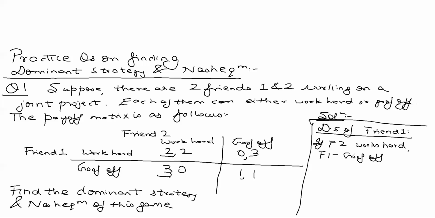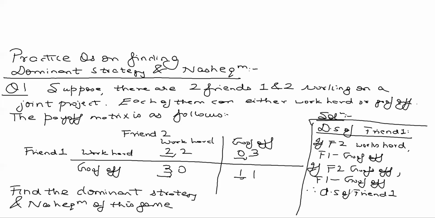Now let us see what happens if friend 2 changes its action. So if friend 2 goofs off, what will friend 1 do? It will still goof off. Why? Because 1 is more than 0. So you can see that friend 1 will always goof off irrespective of what friend 2 is doing. If friend 2 works hard, then also friend 1 goofs off. If friend 2 goofs off, then also friend 1 goofs off. Therefore, the dominant strategy of friend 1 is to goof off.